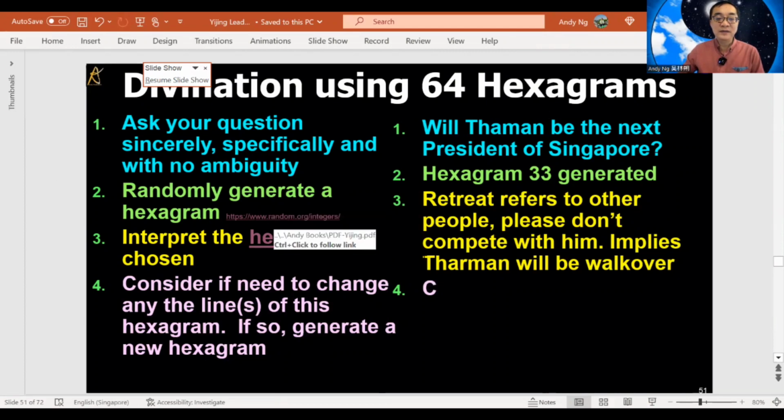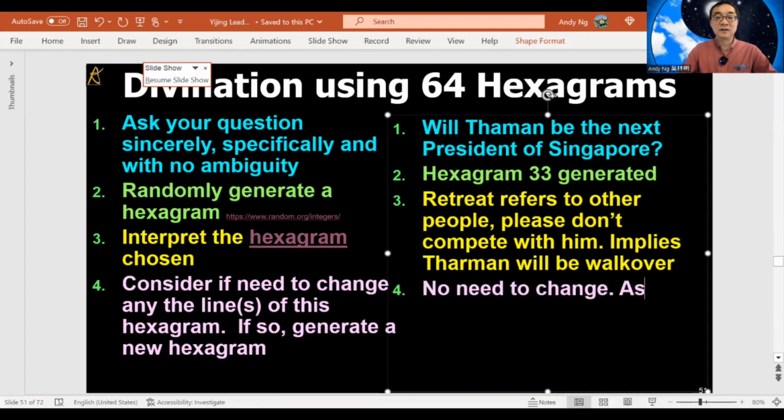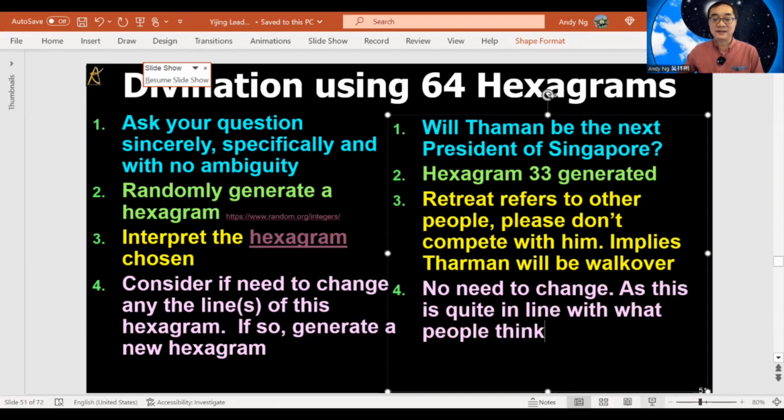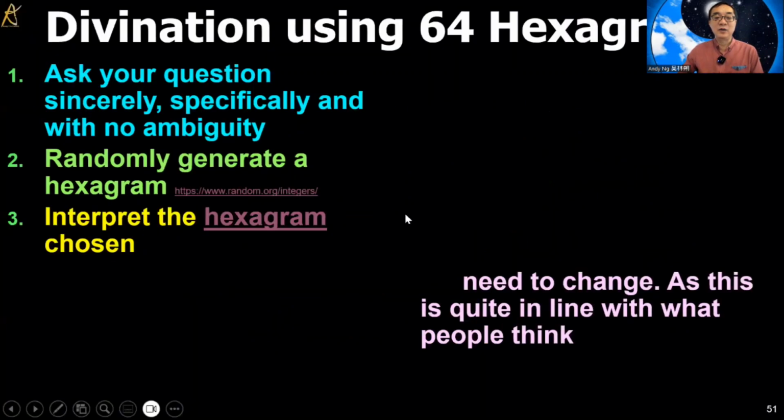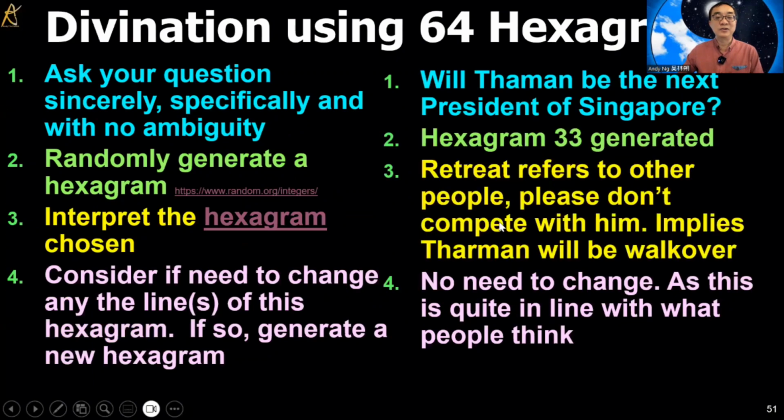So do you feel this is the correct way to look at things? Do we want to consider any change in the hexagram? I would say no need to change, because this is quite in line with what people think. So in that sense, it is already more or less in line with what's happening in the real world. So no need to change. So in short, Mr. Tharman will be the president of Singapore come September, according to the Yijing hexagram.